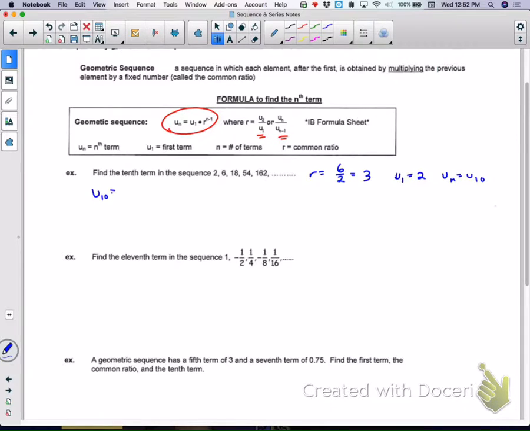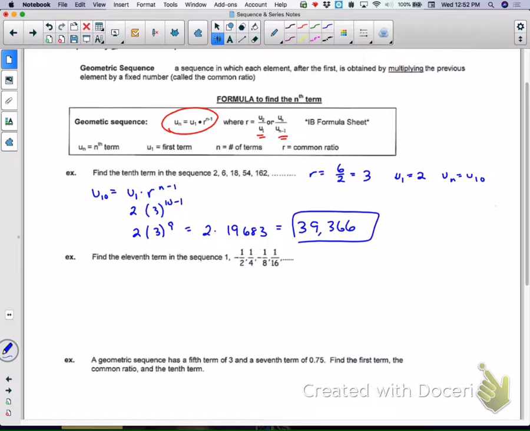So u sub 10 is equal to u sub 1 times r to the n minus 1 power: 2 times 3 to the 10 minus 1 power, which is 3 to the 9th power. 2 times 19,683 is 39,366. Now, you may not need to show that much work there, however much you need to. Just be careful about the 10 minus 1. Don't forget to actually do that. And then if you are going to put that in the calculator, just go ahead and put it in as a 9. Otherwise, depending on what type of calculator you have, that 10 minus 1 might not work the way that you're wanting it to in the calculator.